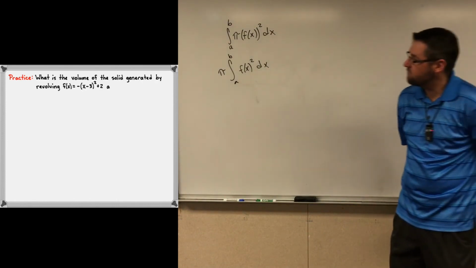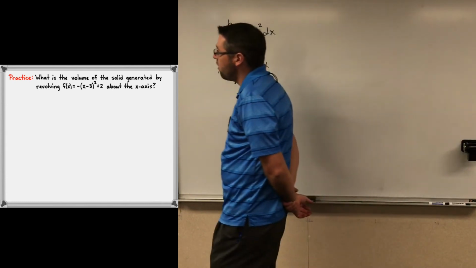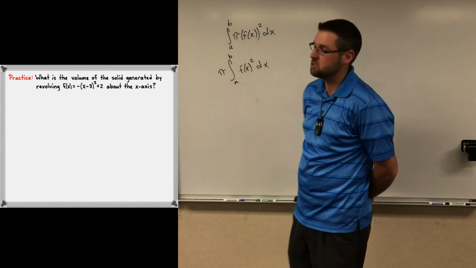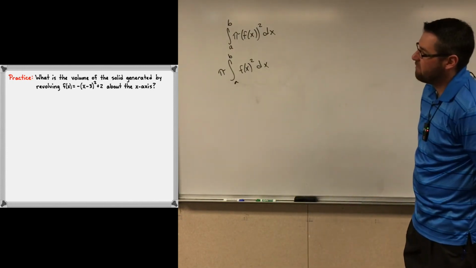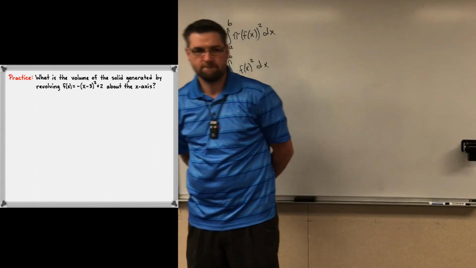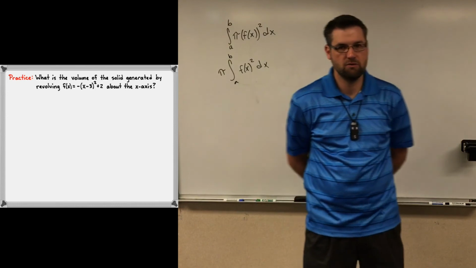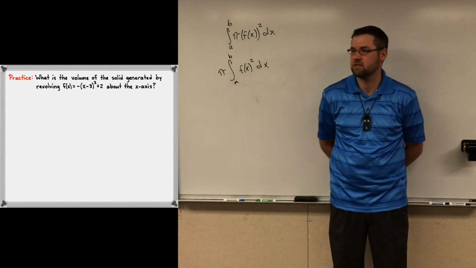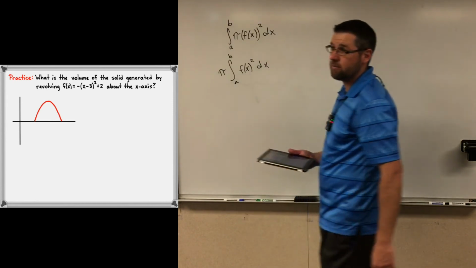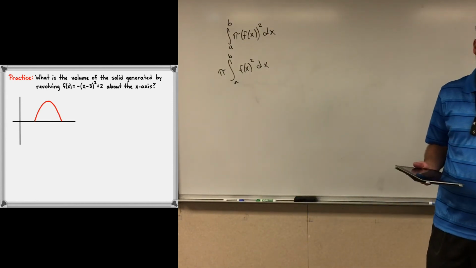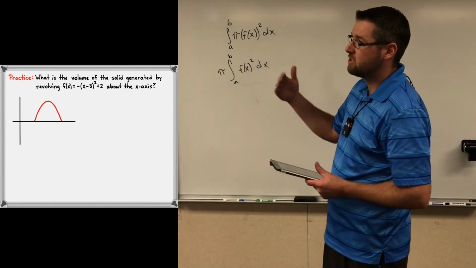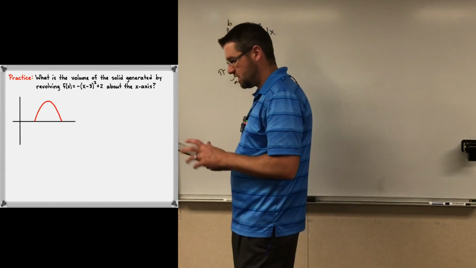What is the volume of the solid generated by revolving? So what are you thinking? Disk, right? Circles, cylinders. Revolving f of x about the x-axis. What kind of shape do I have? Parabola. Can you visualize taking a parabola and revolving around the x-axis? That's the graph. Obviously the parabola keeps going, but we are looking for the volume of the solid that's generated.